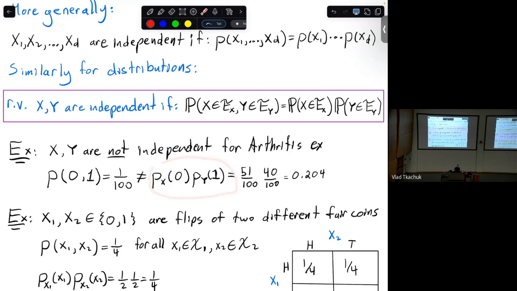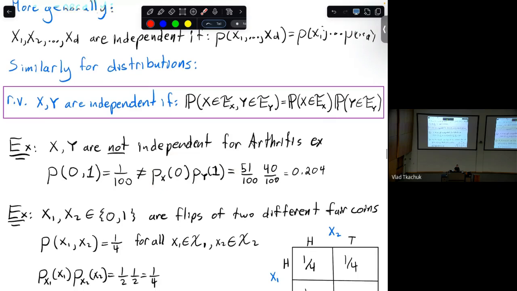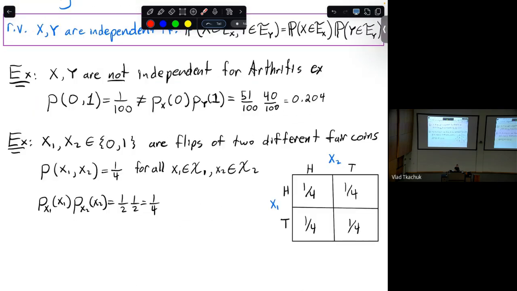So let's see an example of things that are independent, and that's this 2 coin flip example. Let's suppose you have random variables x1 and x2, representing the first coin flip and the second coin flip. They're both fair coins. Visually, you can see it in this table. I might give you this joint PMF: the probability of getting heads and heads is 1/4, and tails and heads is 1/4, and so on. They're all 1/4. They're all fair coins.